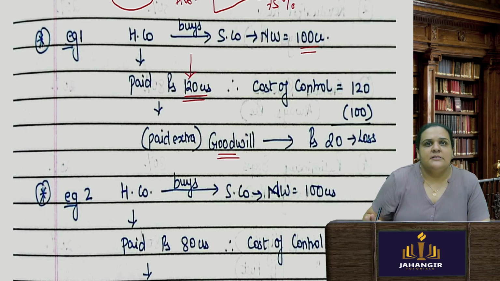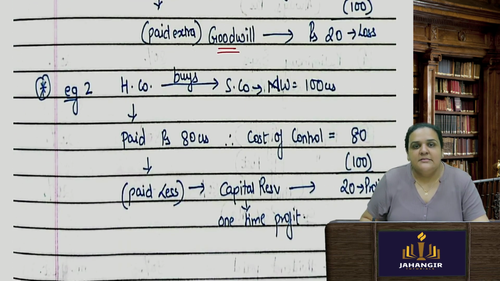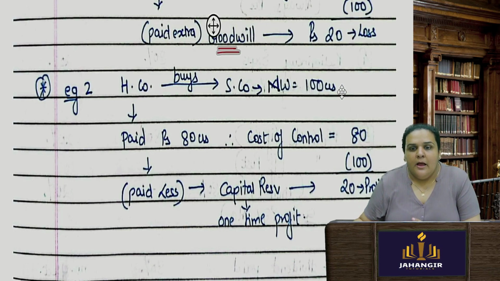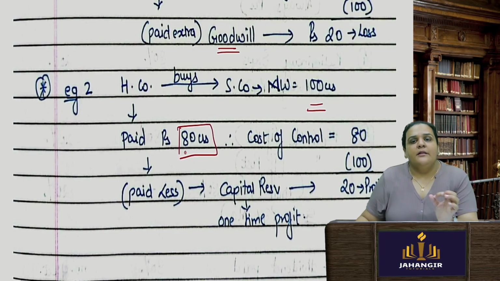Almost all the sums in consolidation, we will be thinking from the holding company's point of view, so we will not go wrong. Next, when the holding company buys a subsidiary company whose net worth is 100 crores, however the holding company has paid only 80 crores. So our cost of control, which is the most important word, is going to be a profit.